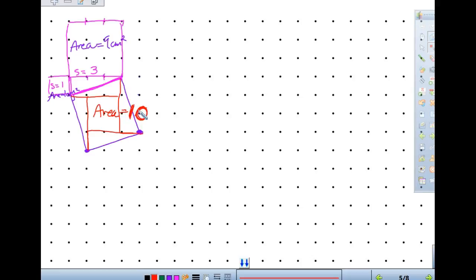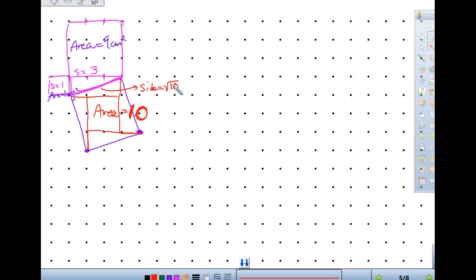So if the area is 10, write that on your picture. And you're going to make this one go over to like here. Make it bigger. Okay. If our area is 10, what is the side length of this side right here? Square root of 10. Side equals, thank you, square root 10.